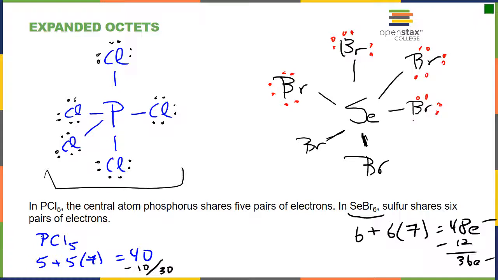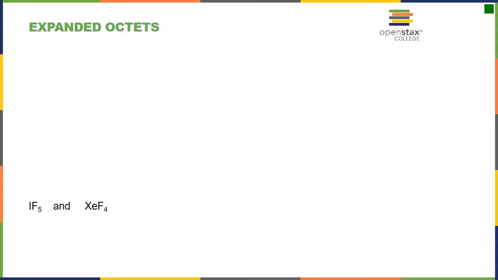Again, the central atom is the only atom that's ever going to have an expanded or incomplete octet. The rest of them will always obey the rules. And when we're finished, we have 48 electrons, and we really do have 6 bonds on selenium for a total of 6 pairs of shared electrons. Expanded octet. Let's do a couple more: IF5 and XeF4. IF5 is going to be 7 plus 5 times 7, for a total of 42 electrons.